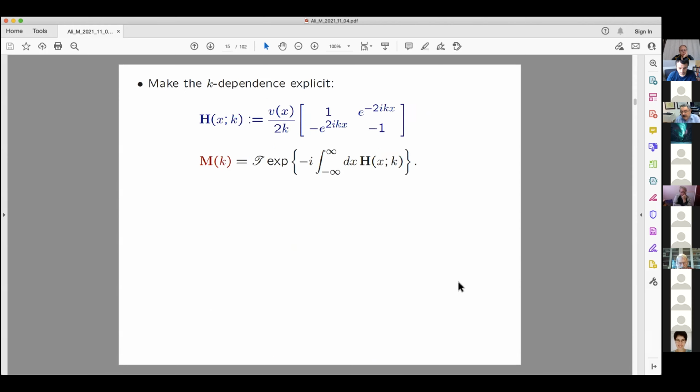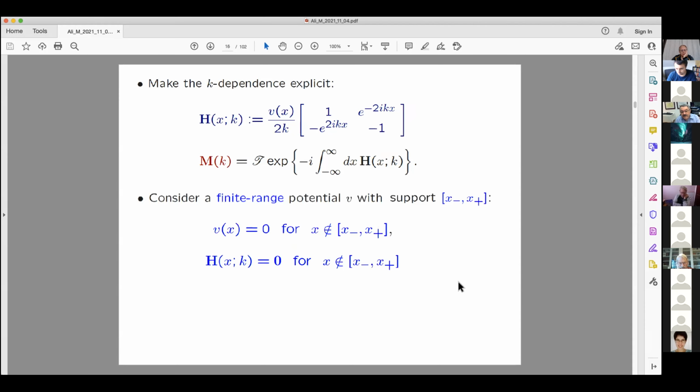Since we are interested in low energy behavior, let us make the k dependence of all these quantities explicit. And let us confine our attention to finite range potentials, when the potential is 0 outside a finite interval x minus, x plus. In that case, because the potential vanishes, the Hamiltonian will vanish outside that interval. And that says this transfer matrix is the evolution operator going from x minus to x plus, rather than minus infinity to plus infinity.